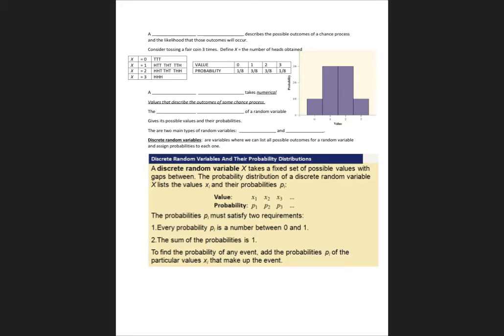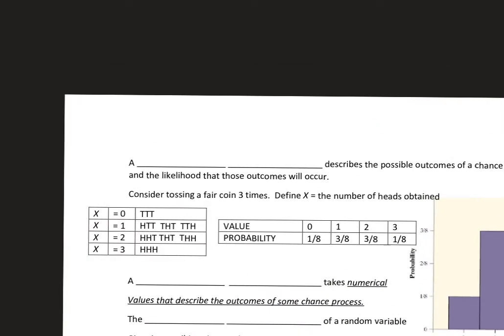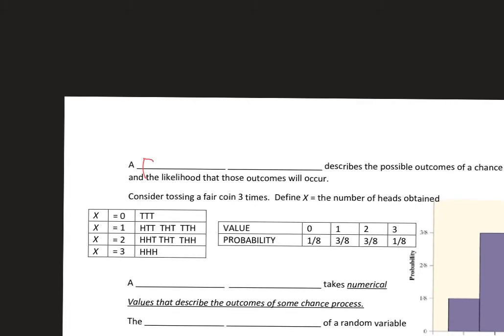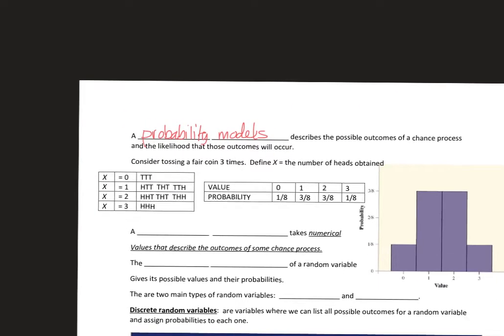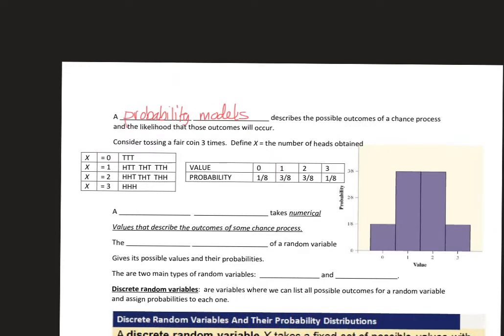But with that being said, let's jump into a couple things. So back in chapter 5, we learned about a probability model. We said, probability model describes the possible outcomes for a chance process and the likelihood that those outcomes will occur. So one of the common ones we looked at was flipping a coin. And so let's imagine we flip a coin 3 times, and we'll define X as the number of heads obtained.